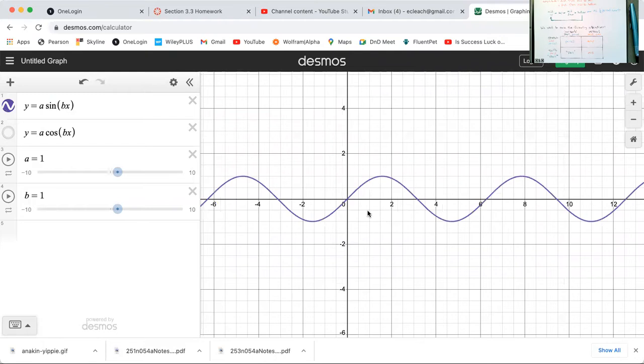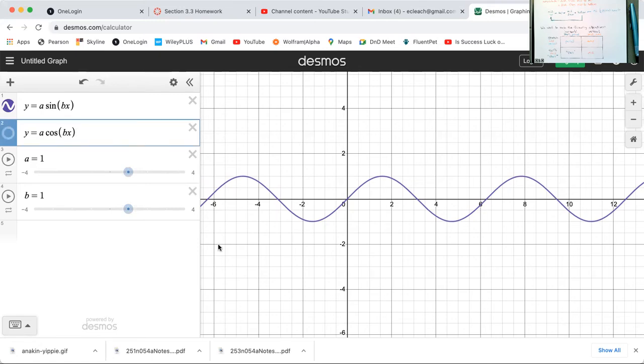So what I have here is the graph of A times the sine of BX. And I set up sliders so I can adjust the value of A or adjust the value of B. I don't really need -10 to 10. Let's go from -3 to 3 with a step size of just 1. And let's change B to go from -4 to 4 with a step size of 1. Now I want to change this one to match it.